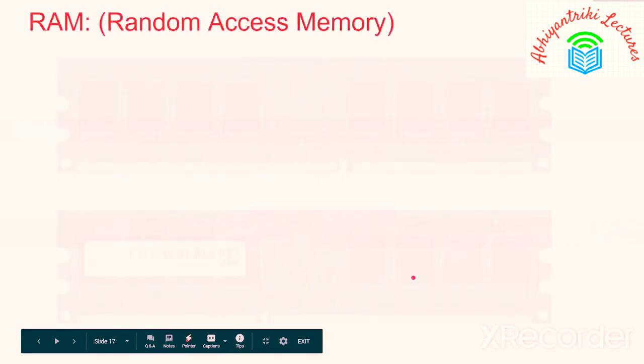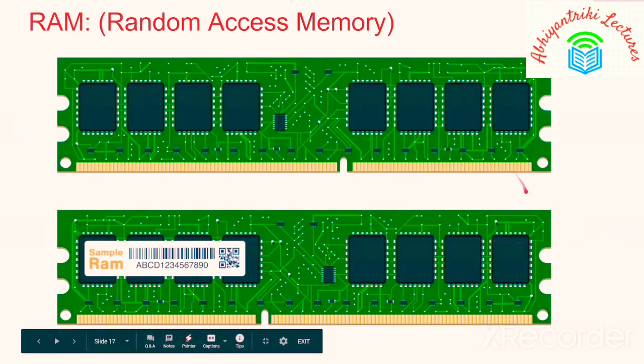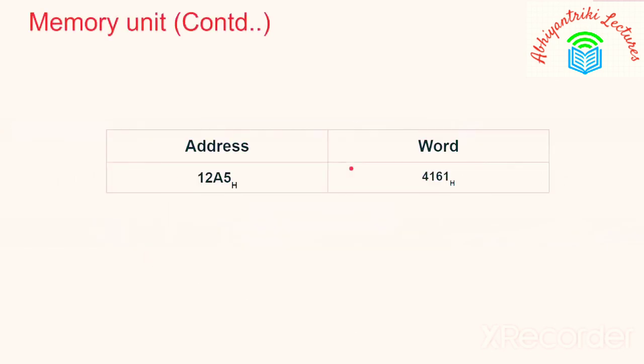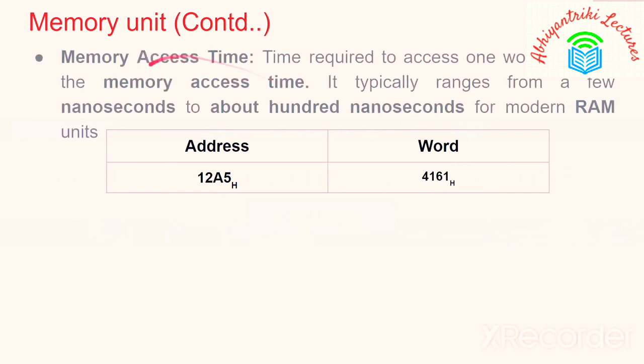This is the random access memory. These are semiconductor storage cells; each IC has semiconductor storage cells. This is the image of the processor and the memory unit. You can see the address of the memory and the word 4161H. This is one word, 16 bits. The time required to access one word is called the memory access time.